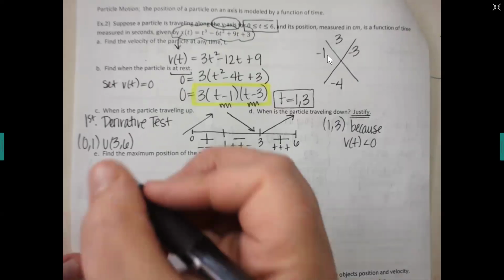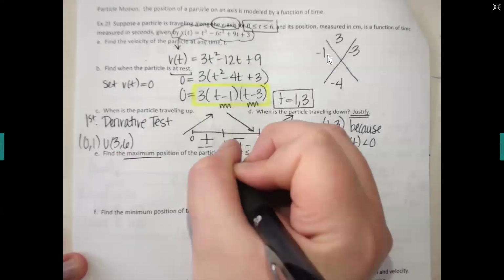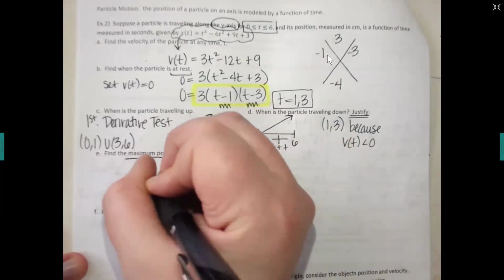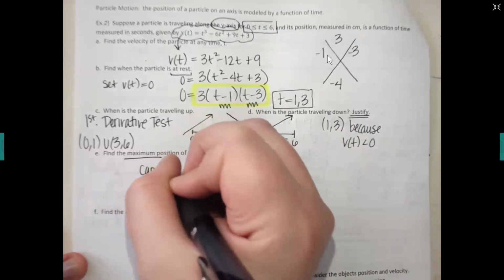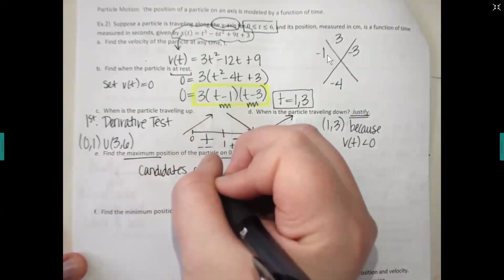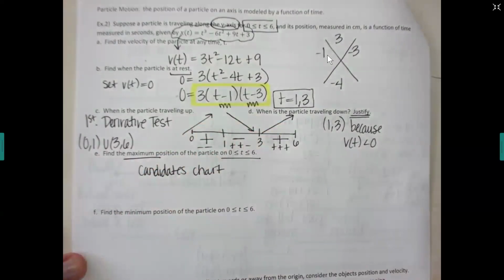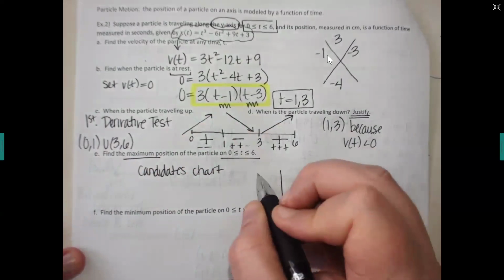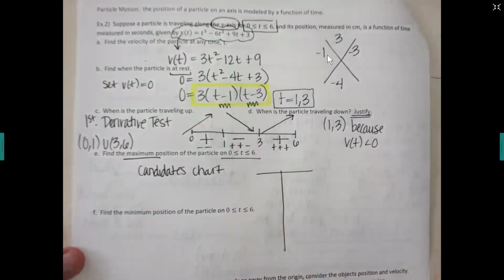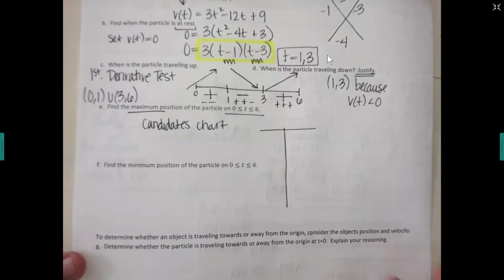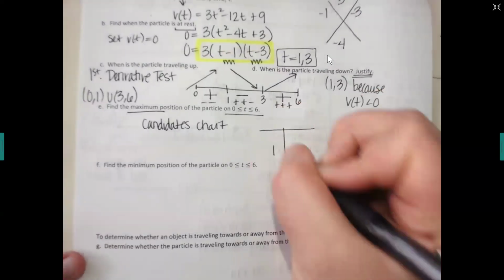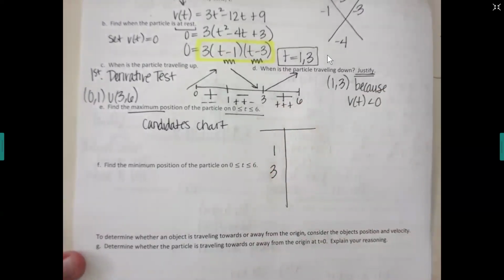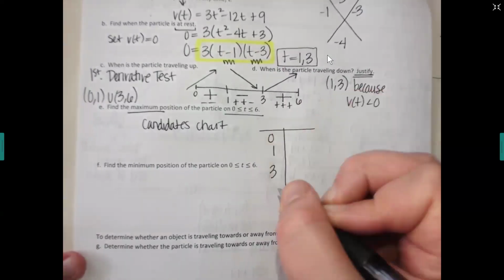If they want the maximum on this interval, do you remember you have to do a candidates chart? So I know that those values I found are relative mins and maxes, but I don't know until I compare with the endpoints if they're the actual biggest. So in your candidates chart, remember that you want to include your critical numbers, which are 1 and 3. But then you also want to include your endpoints, which are 0 and 6.